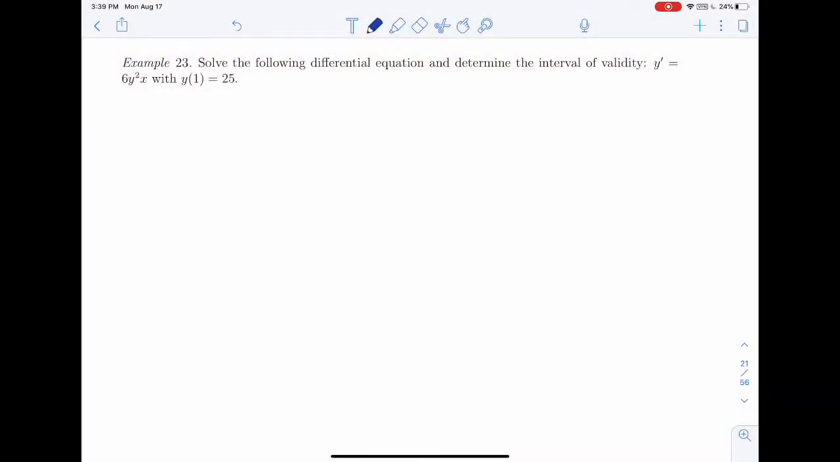These examples definitely take a long time, so we're going to make a lot more short videos here instead of a bunch of long ones. I got a problem right here. It says solve the following differential equation and determine the interval of validity.